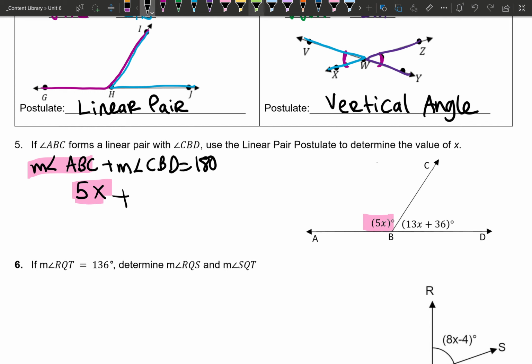Plus the measure of CBD is 13x plus 36. 13x plus 36. And it still equals 180.